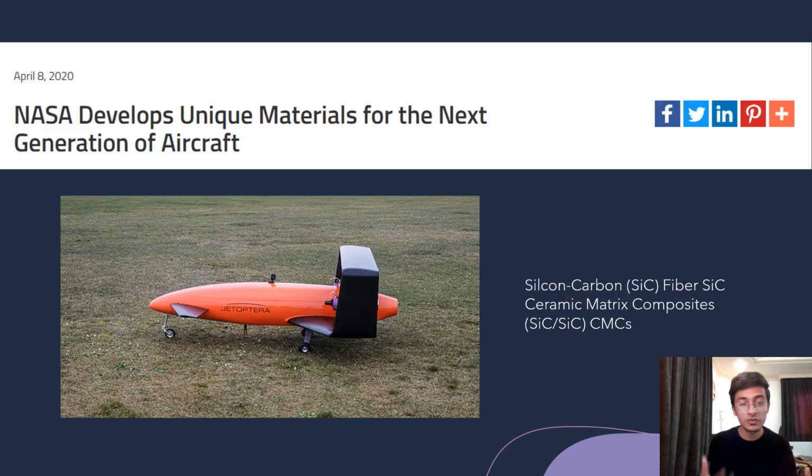So the other day I was surfing through the internet and I found a very interesting article which said that NASA develops unique materials for the next generation of aircraft. That immediately got my attention, and when I looked into the article, I learned that NASA engineers are constantly working on the betterment of the aviation industry. Recently, NASA engineers have developed a new material which can be used to manufacture better parts for engines and related systems. This material is called silicon carbide fiber ceramic matrix composites.